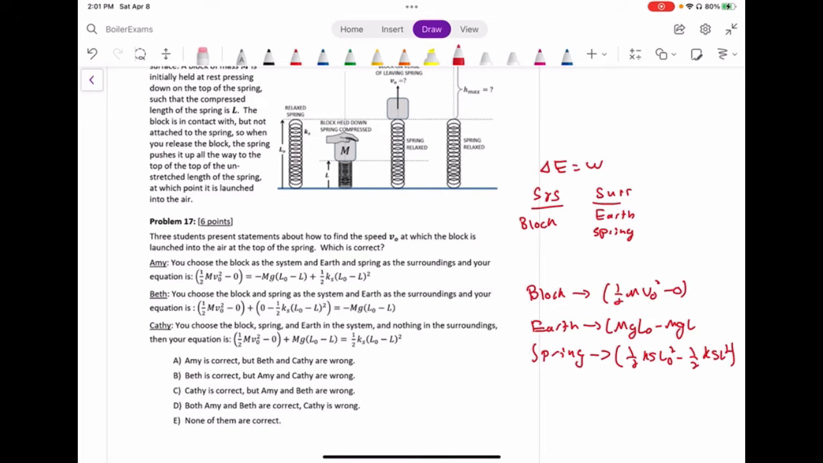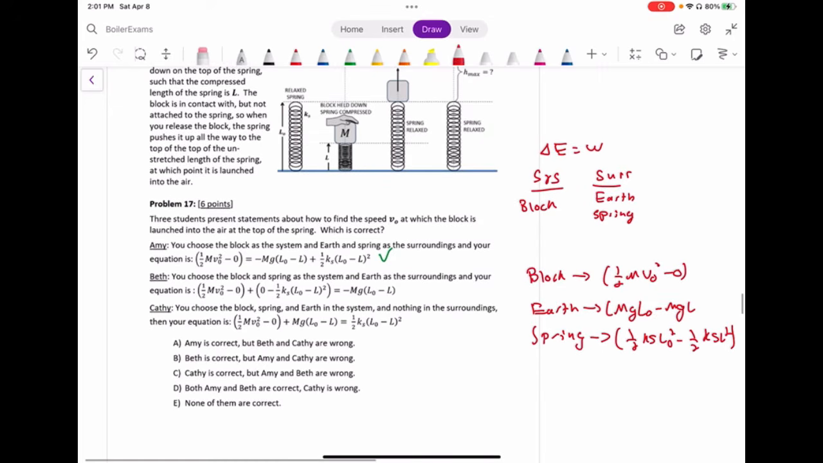Amy has the block, so that's the contribution from the block kinetic. That's good. Earth is on the right-hand side of the equation, which is good, because she said it was in her surroundings, so it should be on the work side. And then she has the spring, also on the right side, which is good, because she put the spring in the surroundings. So Amy looks good. Checks out.